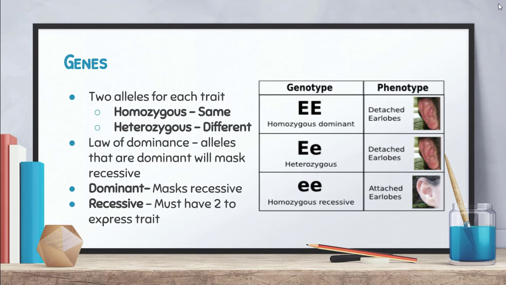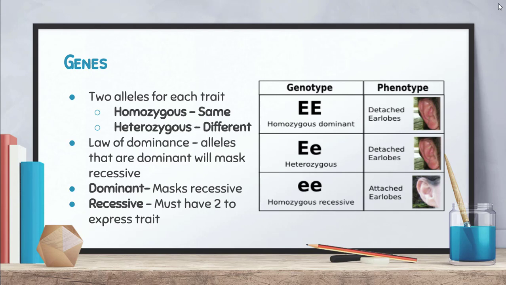Now, again, we inherit 2 alleles for each trait, one from mom and one from dad. The term we use to describe if we inherit the same allele is homozygous. The root homo means same. So if we inherit 2 of the same alleles, we call that individual homozygous for that particular allele. If we inherit 2 different alleles, that is known as heterozygous. Hetero meaning different.